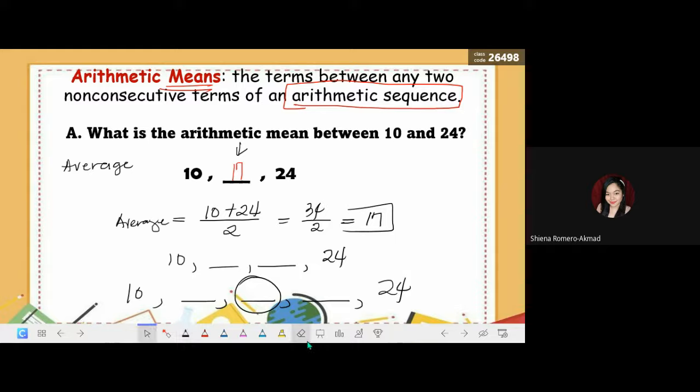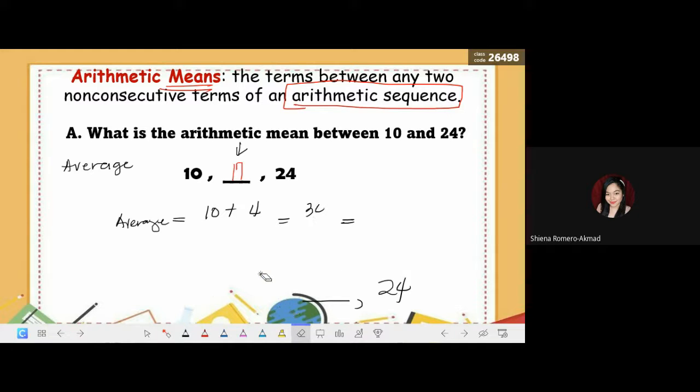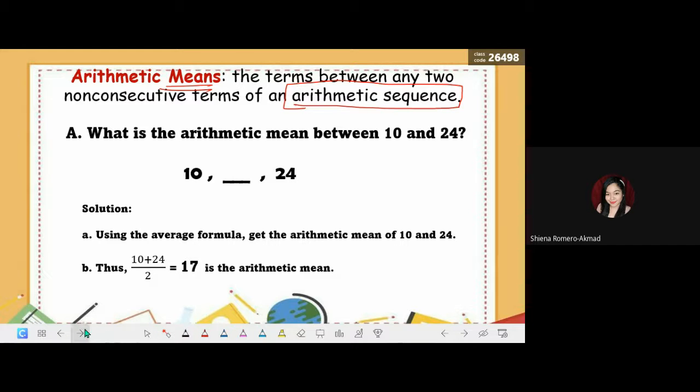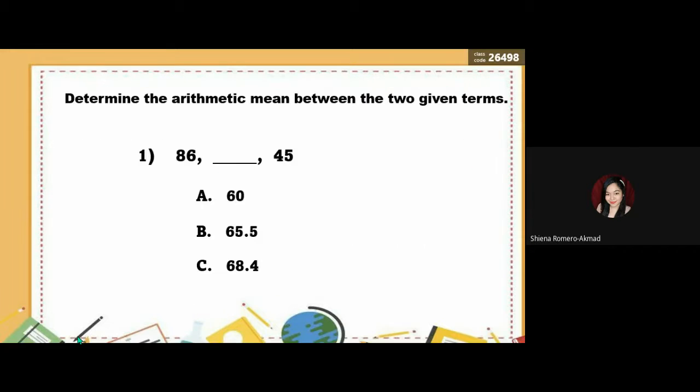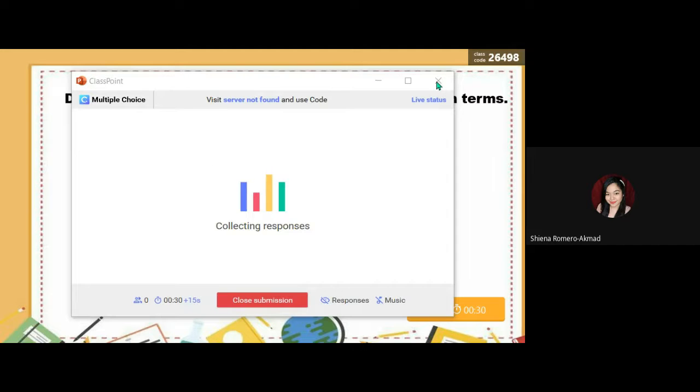Okay? Para mas maintindihan ninyo, tingin tayo ng iba pang examples for arithmetic mean. But before that, I want you to first answer the following. Para makita natin kung alam nyo na ba talaga yung process ng pagsusolve ng arithmetic mean kung saan ginagamit yung formula for average. So again, the answer here is 17. We use the formula for the average. Then we will proceed now to the examples.